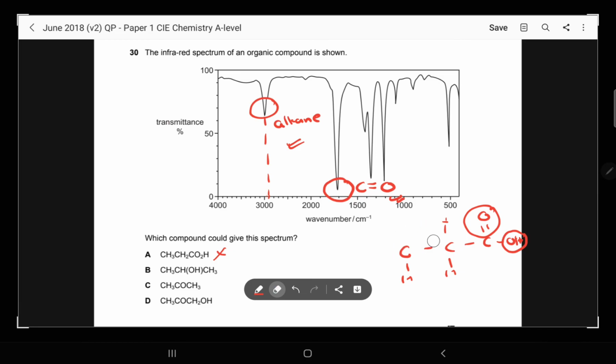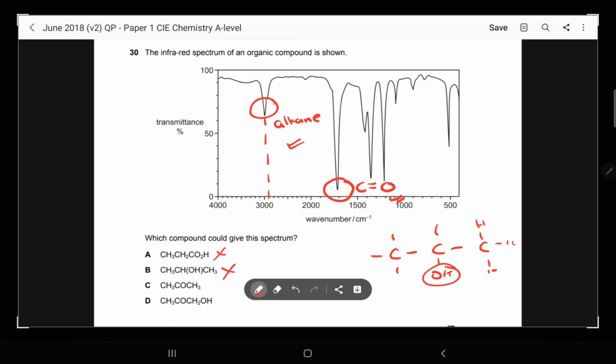The next one is CH3CHOHCH3. So let's see, carbon, hydrogen. We can straight away see that this has the OH group. This does not have a CO group, so this is definitely not going to be the answer. So this is out of our options. The next one is CH3COCH3. So it has the alkane group, it has the ketone group, and it has the alkane group again. So this one seems to be following our conditions.